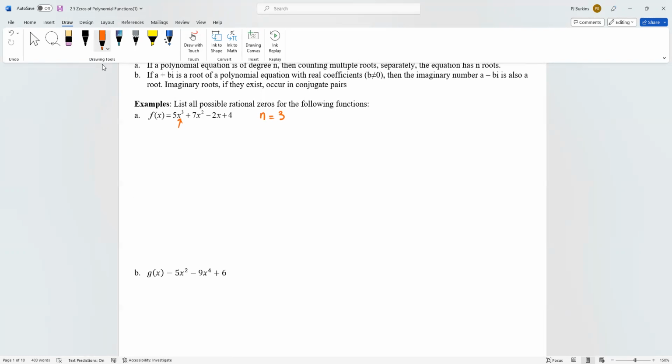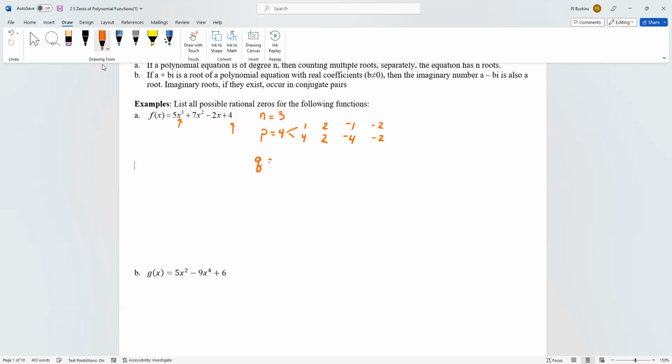That tells us that if at this point we get less than 3 possibilities, then we did something wrong. So p is the constant. That's 4 in this case. And that has factors of 1 and 4 and 2 and 2. And in fact, it also has -1 and -4 and -2 and -2, right? If we multiply two negatives, we get back a positive.